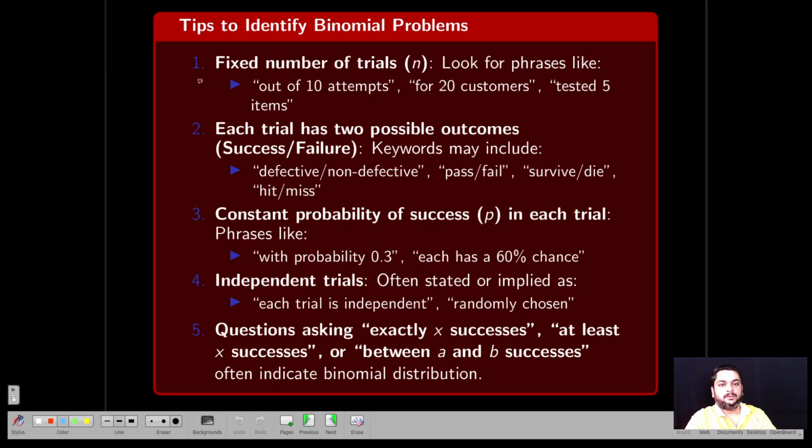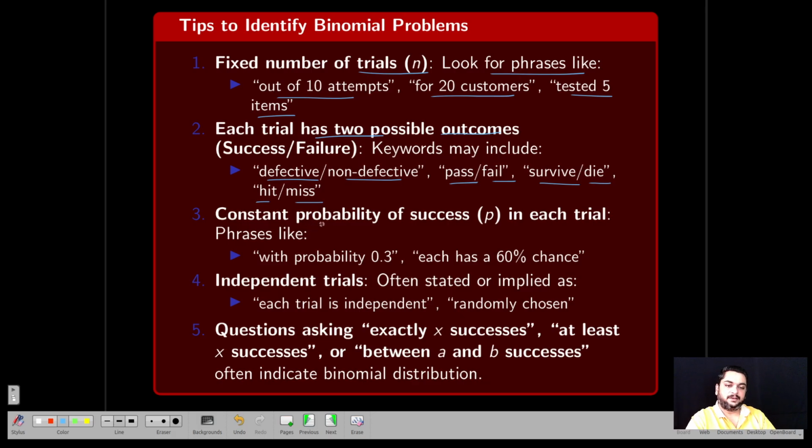Now, how to identify whether a given question is a binomial problem? If you observe certain keywords: fixed number of trials, look for phrases like out of 10 attempts, out of 20 customers, tested 5 items, tossing 10 times. Each trial has two possible outcomes only, success or failure. Instead of success and failure, they may mention defective, not defective, pass, fail, 0, 1, survive, die, hit or miss. Only two outcomes are possible.